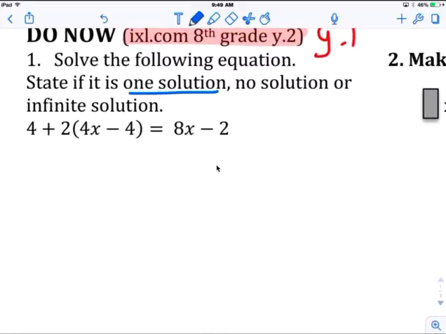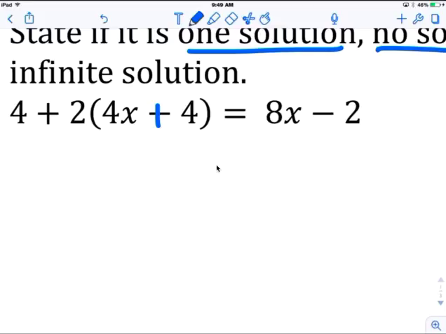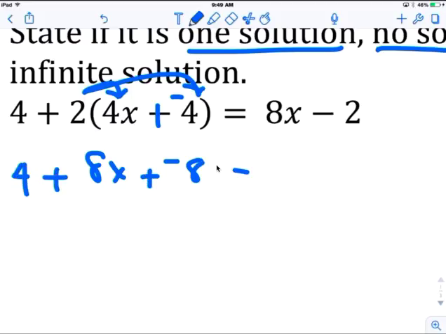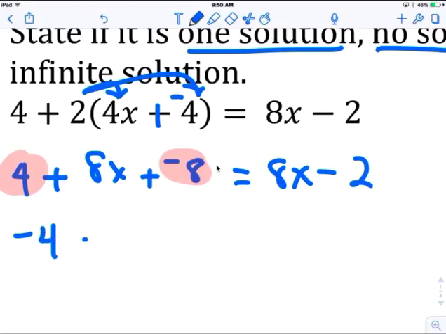State if it's one solution, no solution, or infinite solution. Let's additive inverse first. Distribute 8x, distribute -8. Bring down the 4. 8x. Combine the like terms. These two are alike. 4 plus -8 is -4 plus 8x equals 8x minus 2.